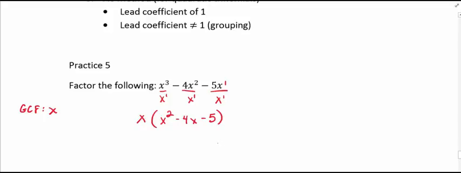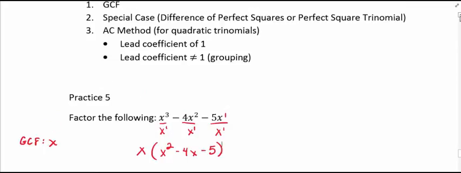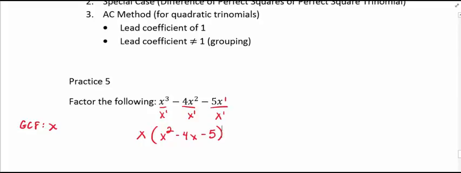And we should always check to see if what we end up with is still factorable. So inside of the parentheses, is that quotient factorable? There is no GCF for that, the x squared minus 4x minus 5. It's not a perfect square trinomial. It's not a special case. I'm thinking that we still can use the AC method here.